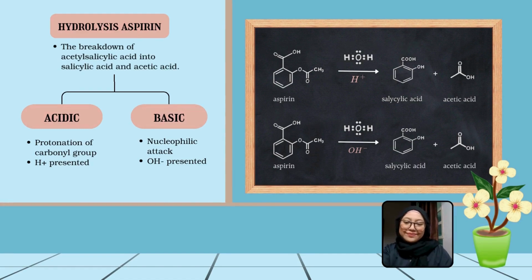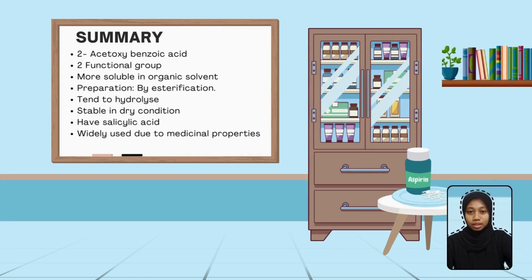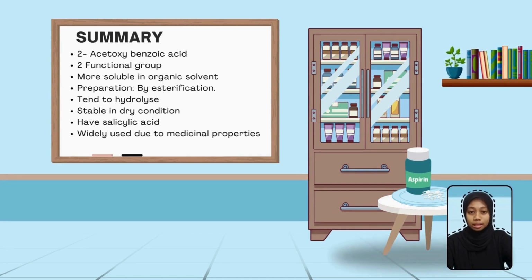So in summary, 2-acetoxybenzoic acid is also known as acetylsalicylic acid or aspirin. It has two functional groups attached to the benzene ring, which are carboxylic acid and ester. Aspirin can also be involved in many reactions, for example, esterification and hydrolysis. Hydrolysis can produce salicylic acid, and salicylic acid can be esterified to prepare aspirin.